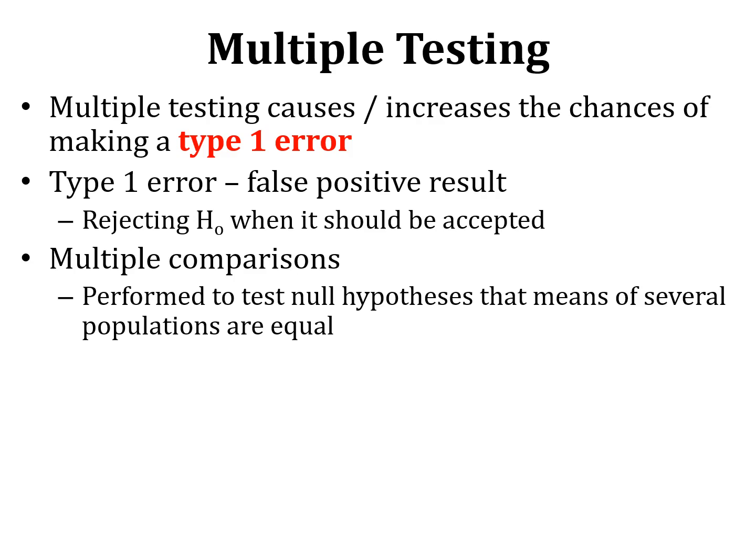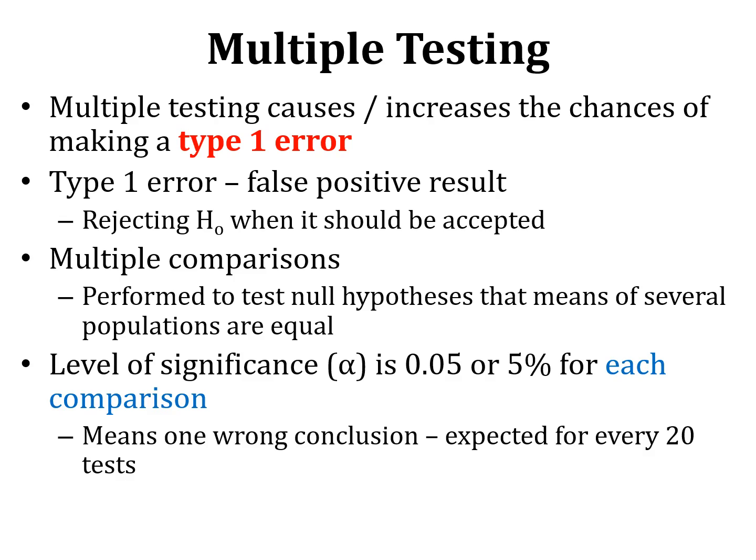And if you're going to do multiple tests, then you have 0.05 for each of these tests. So the level of significance is 5% for each of these comparisons, which means that there could be one wrong conclusion expected for every 20 tests. So if you're going to perform 20 tests in a single experiment, then there is a chance that one of those conclusions is wrong, right?